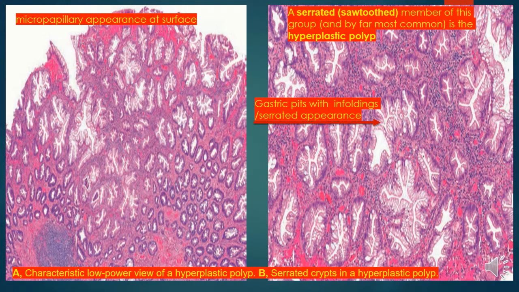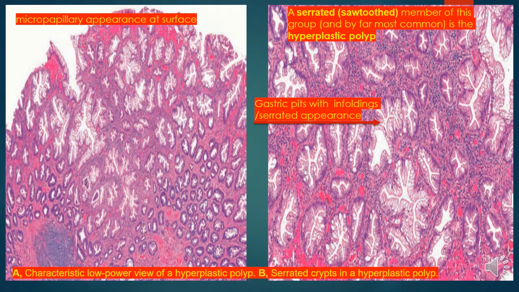When you are posted in the pathology laboratory and have a chance to see colonic biopsies of polyps, you will see a serrated-like appearance, the sawtooth architecture, in the microscopic image of the polyp, which is usually seen in the hyperplastic polyp. The hyperplastic polyps are sessile and small. They rarely exceed 0.5 centimeter in diameter.